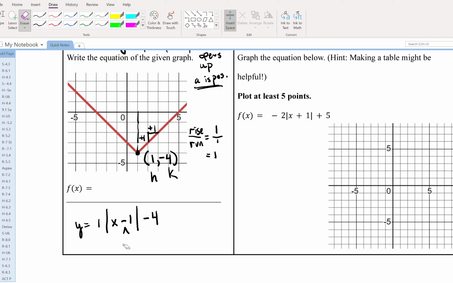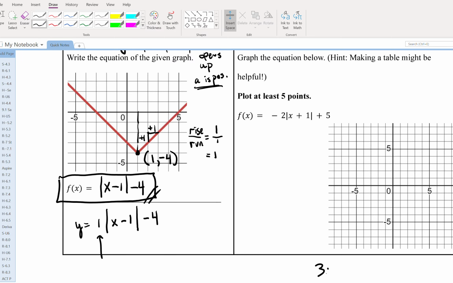All right, I would not normally write this 1 here, and I'm not going to today either. This is because 1 times anything is just whatever other thing you're multiplying it by. And so this is the absolute value of x minus 1 minus 4, and that is that equation there. So we'll mark this as 3 at 310.